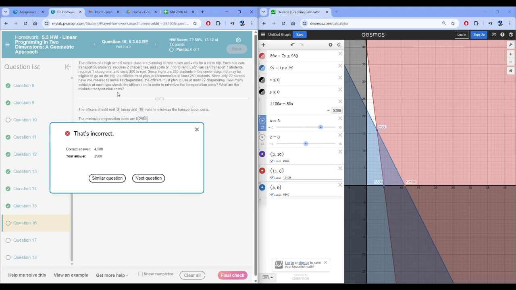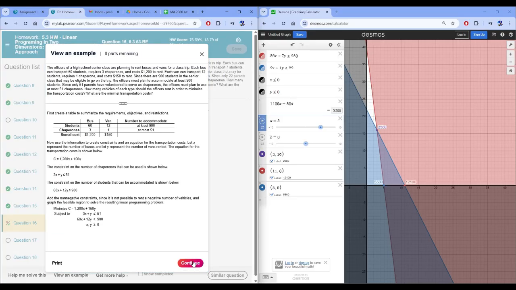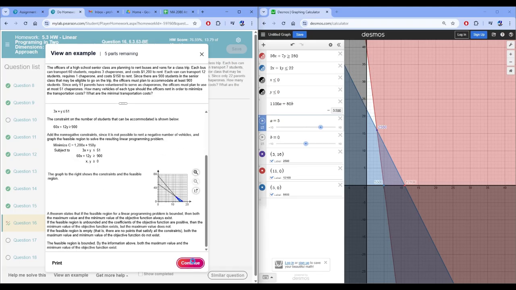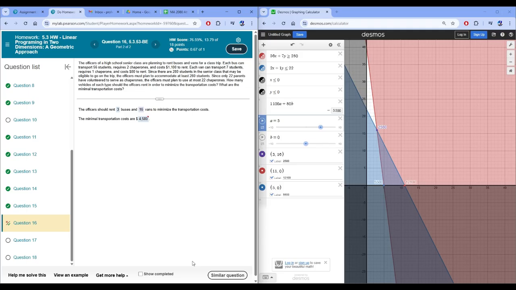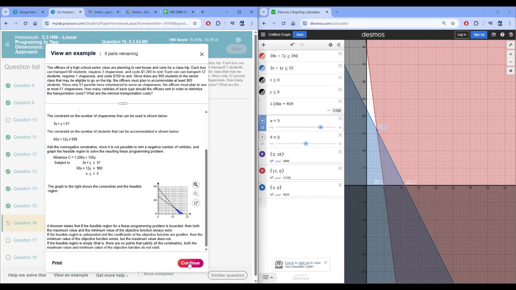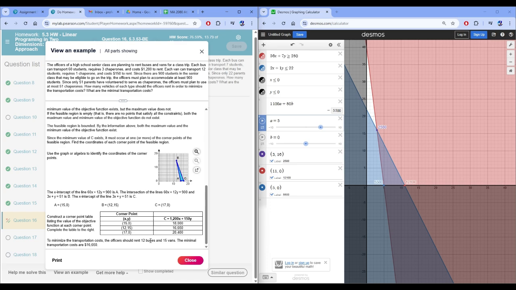What are the minimum transportation costs? 4,580? Maybe there's a typo, because I'm pretty sure I had that. Hold on, let me view an example. You find the triangle, you find the corners. Alright, 12, 11, 10, 9, 8, 7, 6, 5, 4, 3, 2, 1. I'm pretty sure I have that. I don't know what happened there. All good.